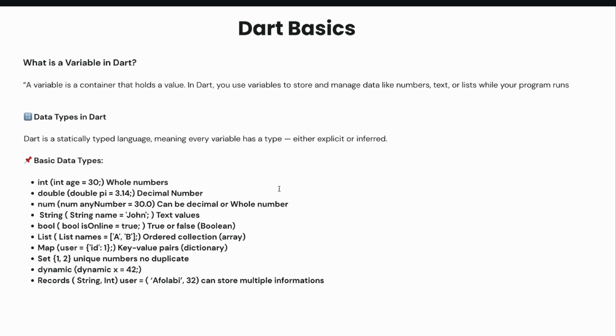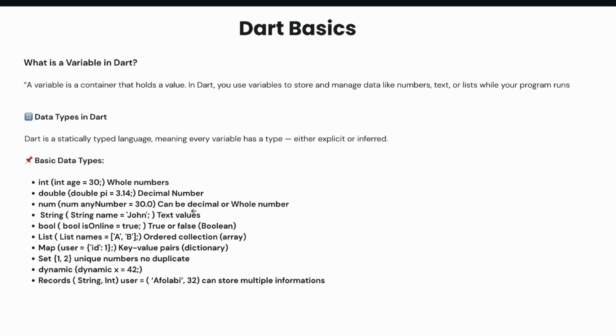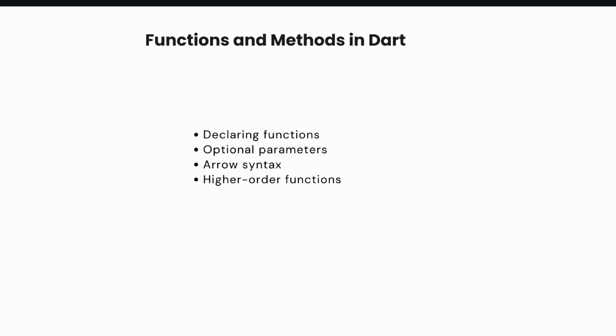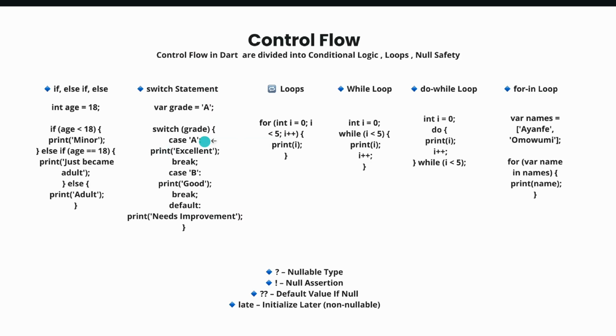So the quick one, I think we've gone through everything. We've gone through the integer, double, nums, string, boolean, list, map, set, dynamic, and records. This document will be made available to you in the description. So control flow, and after control flow, we are going to stop the lesson for this section here, and then we'll continue in part 2. So now control flow, we are going to be considering the logic, conditional logic, the loop, and the non-safety.